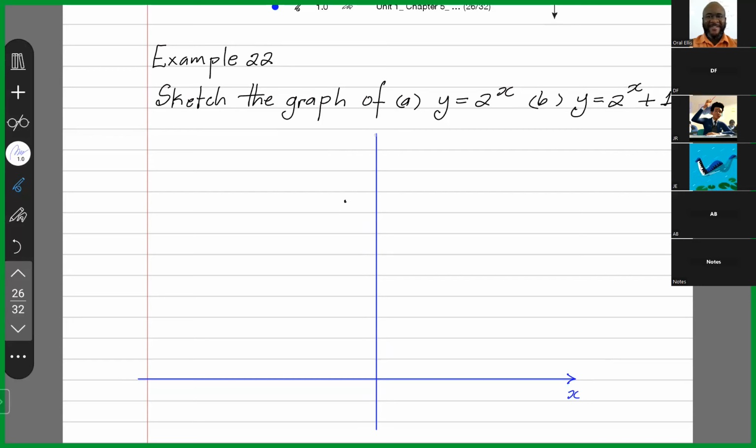All right, so this time around, I am not drawing up a table of values. I'm just doing my little sketch. So this is y is equal to 2 to the x. Of course, the value here is going to be 1 because the y-axis is the line x is equal to 0. And when x is equal to 0, you're going to get y is equal to 2 to the 0, and 2 to the 0 is 1.